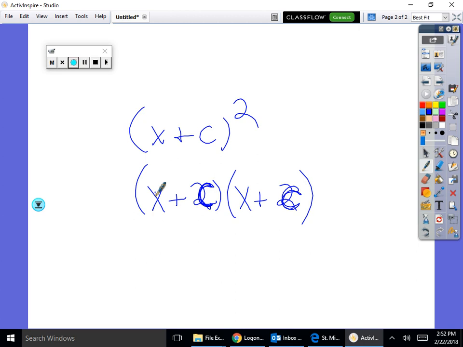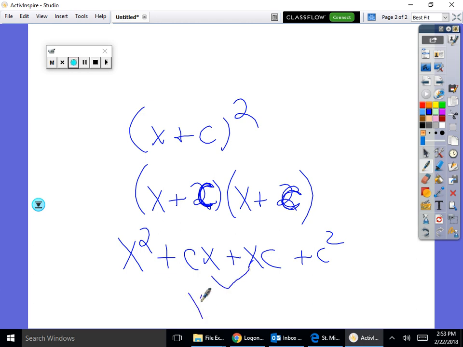Okay, so x times x. x times c, cx. c times x, xc. And then c times c, c squared. So this is not referring to cross country, sir. Okay? All right. So, does cx and xc mean the same thing? Yes, because it's multiplication, right? 3 times 4 is the same as 4 times 3, so it doesn't matter the order. So I can combine these 2, and that is 2cx.